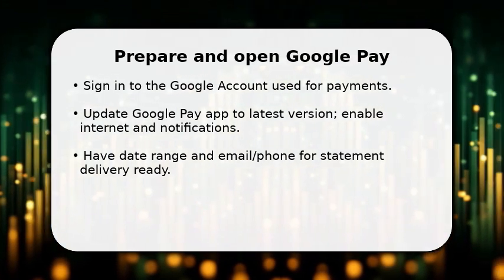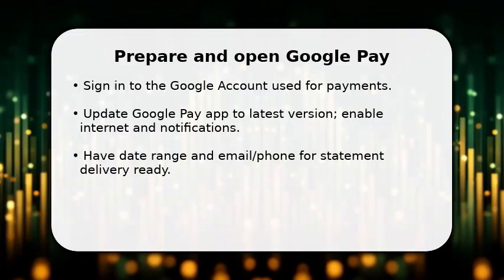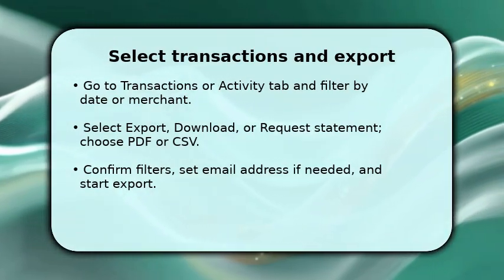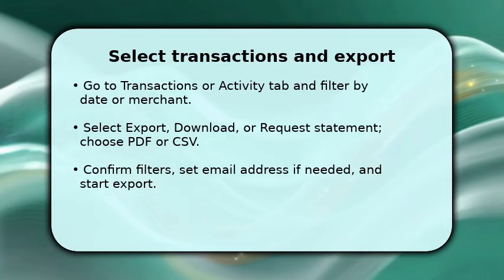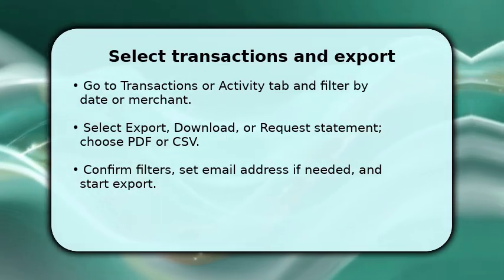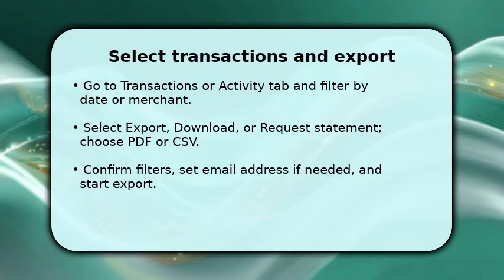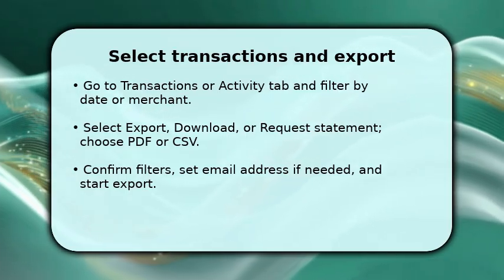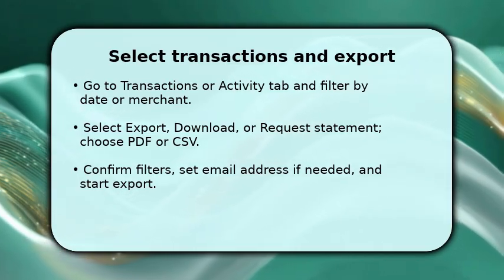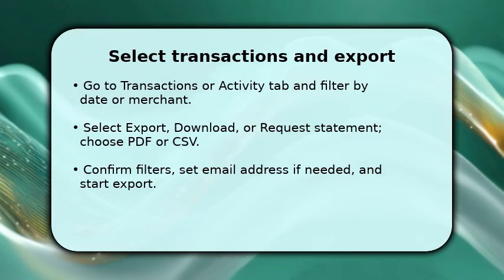Next, go to the Transactions or Activity tab and apply filters for the exact date range, merchant, or payment method. Filters control what appears on the statement. After confirming the list, tap the menu or Export option and choose your format: PDF for a printable statement, CSV for spreadsheets. If the app offers email delivery, enter the destination address and confirm.